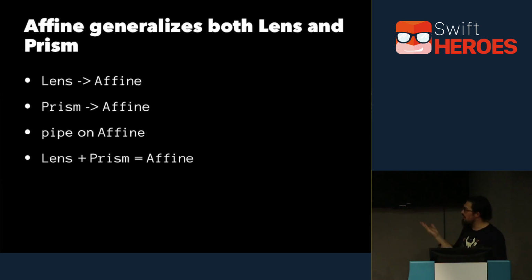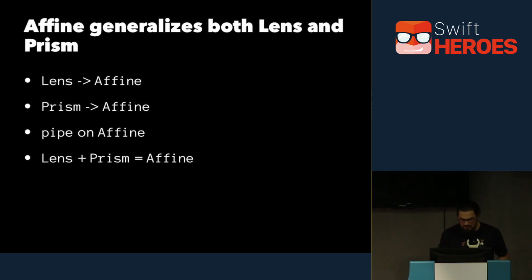It's the same for prism, really. We can transform a prism into an affine. Because now the preview function is exactly like the match function on the prism. And the try update function will be like the build, but will ignore the previous value.